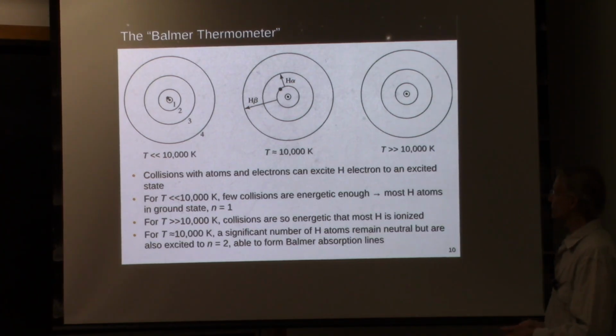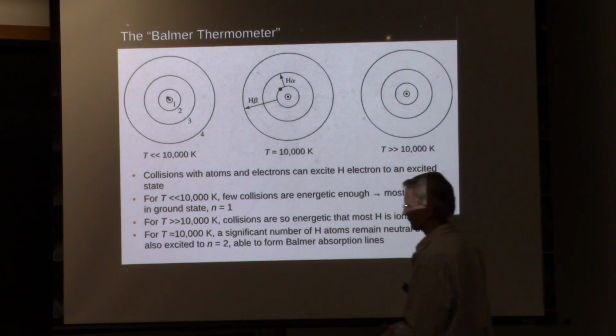So then she went to a star with a temperature of around 10,000 Kelvin, and that one was just right, in that you can have a significant number of hydrogen atoms still being neutral, but also bumped up into the n equals 2 state, able to form Balmer absorption lines.